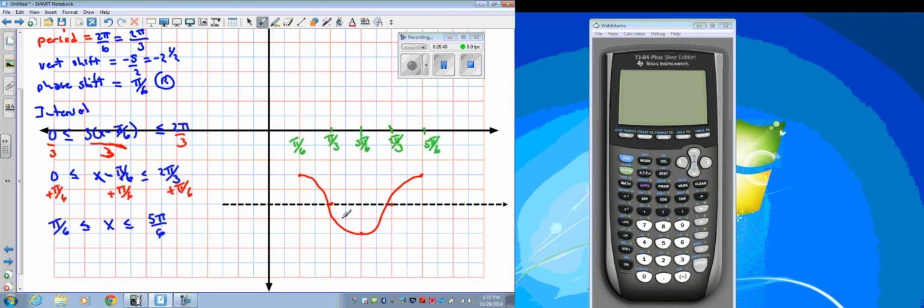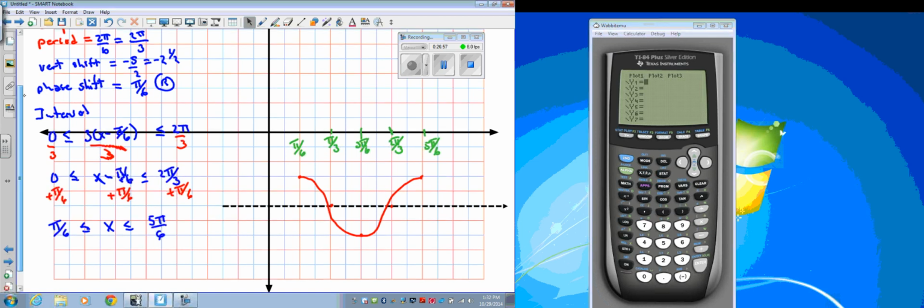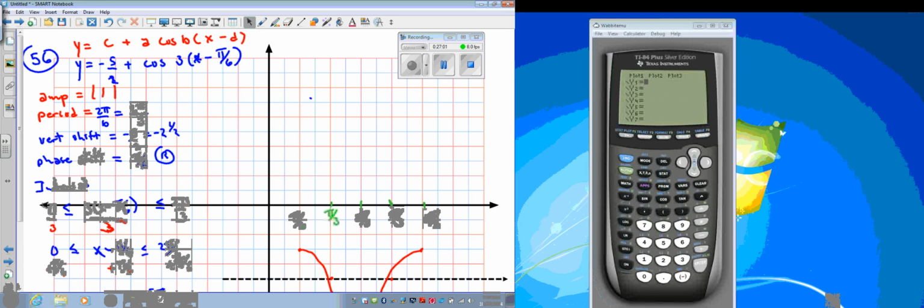Now, what is it that I told you we could do if we wanted to check it? We can go into our calculator, and we can go up here into y equals, and then we can put this function in, right? Now, which negative sign are you going to put in? This one. It's because it's the first negative in that. See, it's a minus 5/2. So I'm going to put a minus 5 divided by 2. And then it's saying what? Plus.